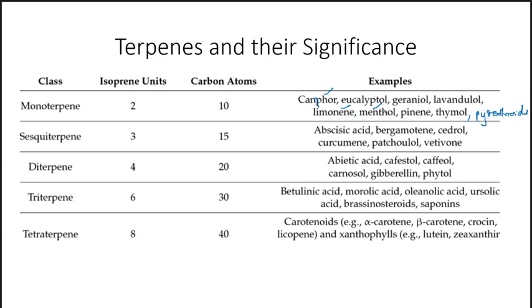Next is diterpene. If I mark gibberellin, which we have studied already, gibberellin is a diterpene, a 20 carbon compound. Another example of diterpene is Taxol. I am marking only the important ones. This Taxol has anti-cancer activity. Third is sesquiterpene. Abscisic acid is a sesquiterpene. It is a 15 carbon compound.